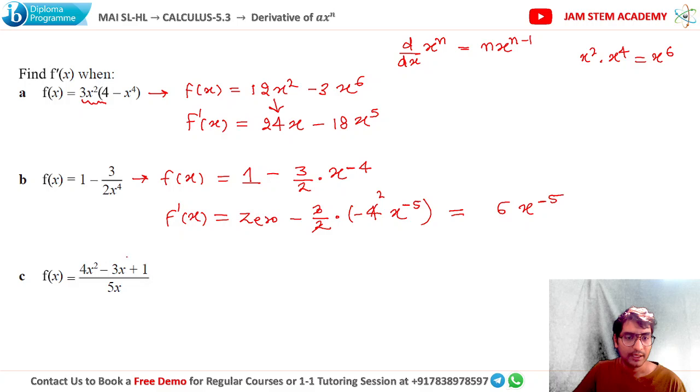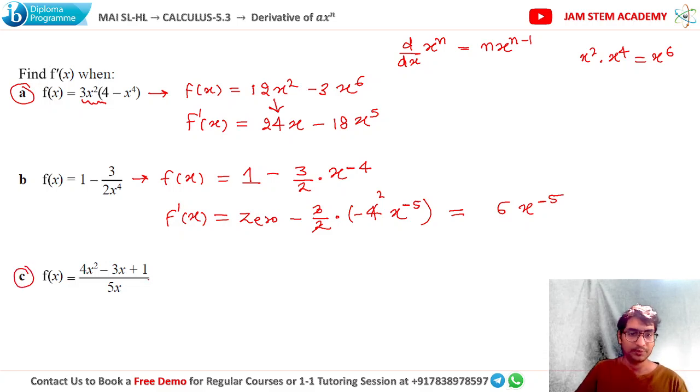Here it says 4x squared minus 3x plus 1 over 5x. Again, you cannot distribute the derivative sign to numerator and denominator. There are rules, the quotient rule. Yes, we can use the quotient rule, but in this session, we are going to convert it into the simplified form, and then differentiate it. I'm not going to use the quotient rule for this problem. For the A part, we can use the product rule also. For the C part, we can use the quotient rule also, but you will learn these in MAI HL.